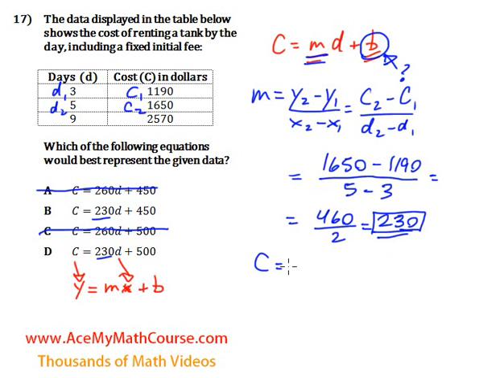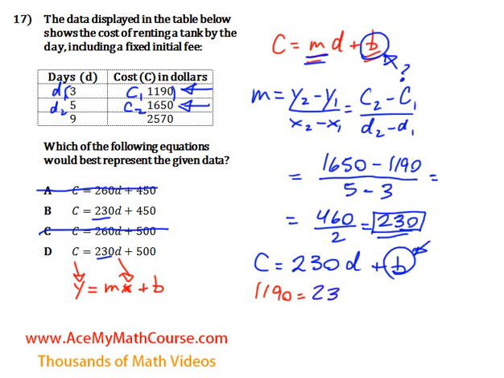Interesting. Okay, so c equals 230 times d plus b. Now, to find what b is, I'm just going to plug in either one of these points, because essentially this is a point, (3, 1190), (5, 1650). I'm going to plug in the coordinates for c and d to find b. So I'm going to plug in 1190 for c. And we still have 230.